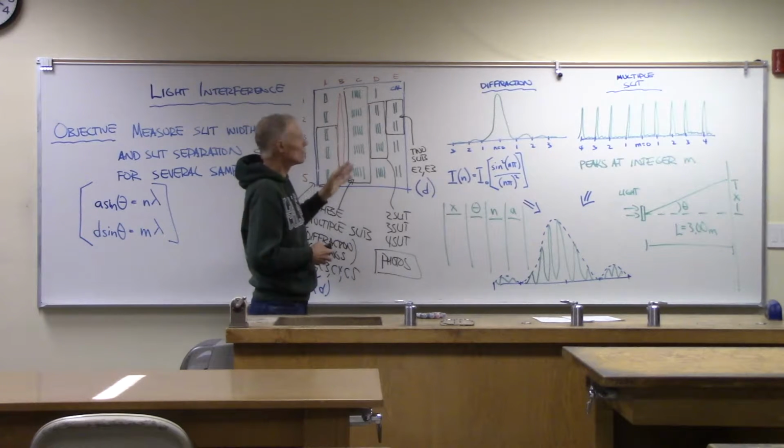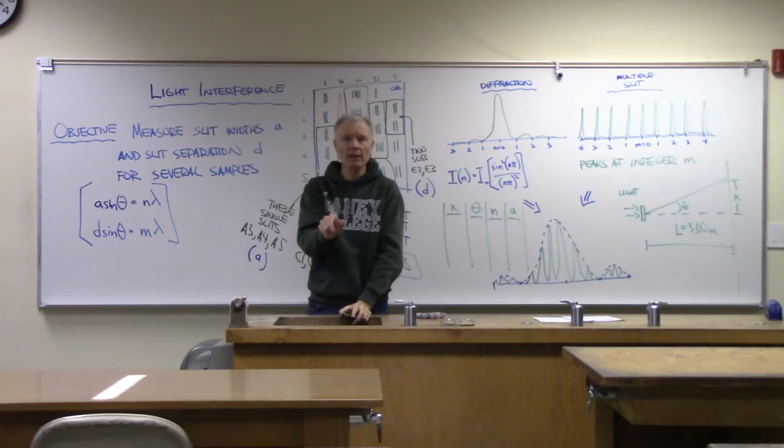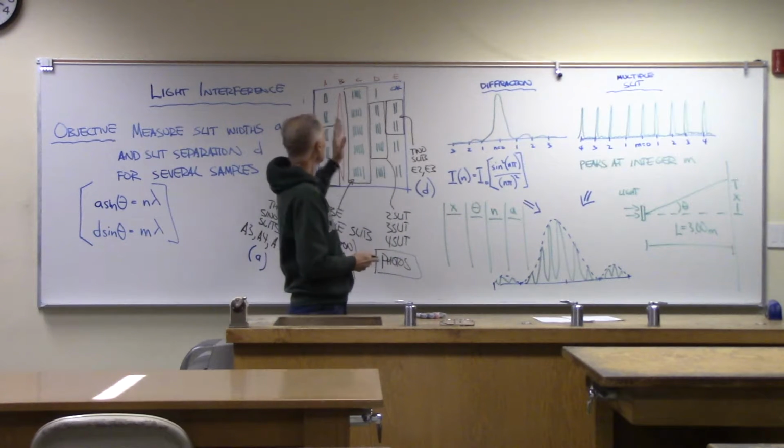And then there's column B, which is a variable width that extends across the whole plate. We're not going to use that at all, so you can ignore column B.